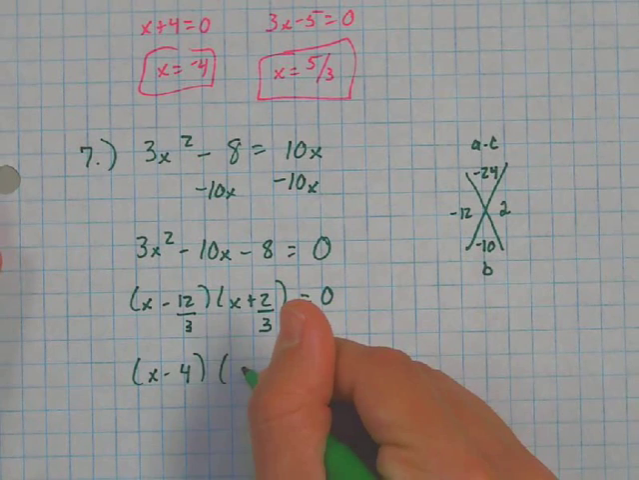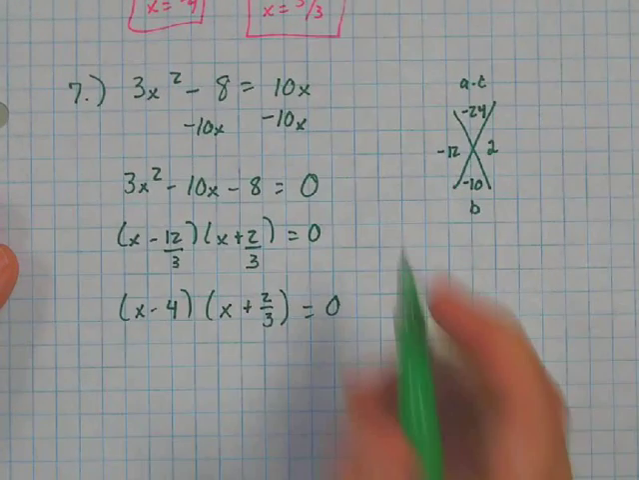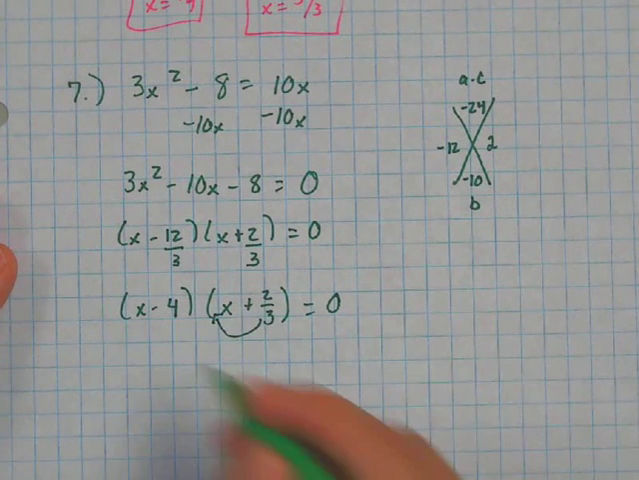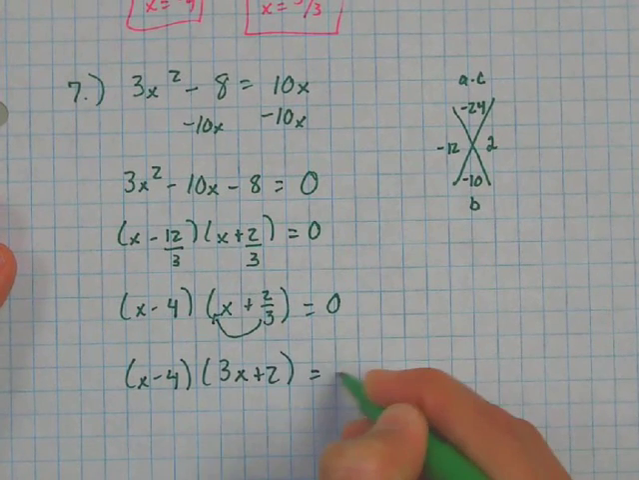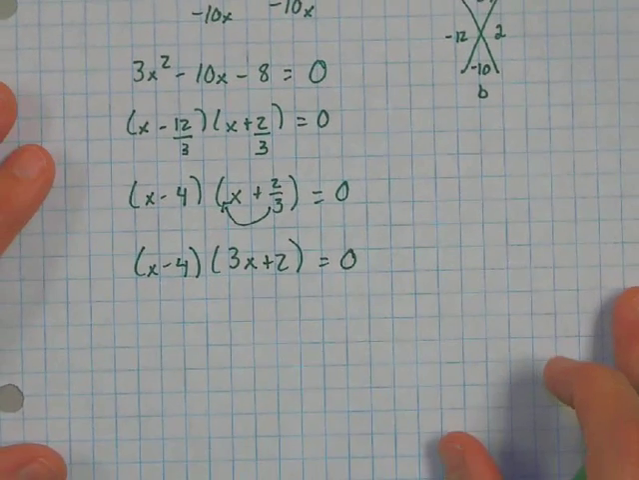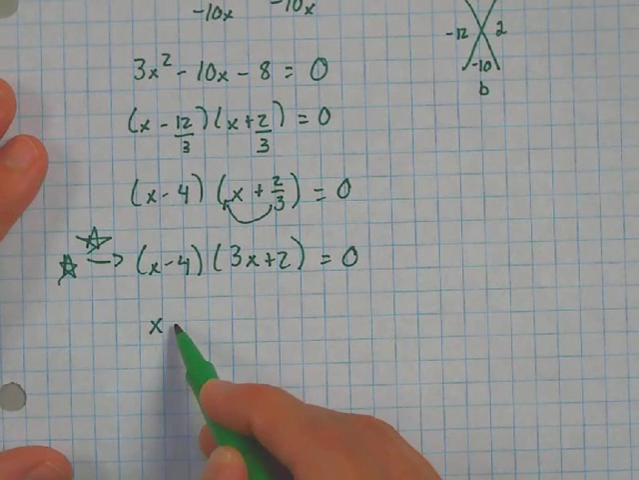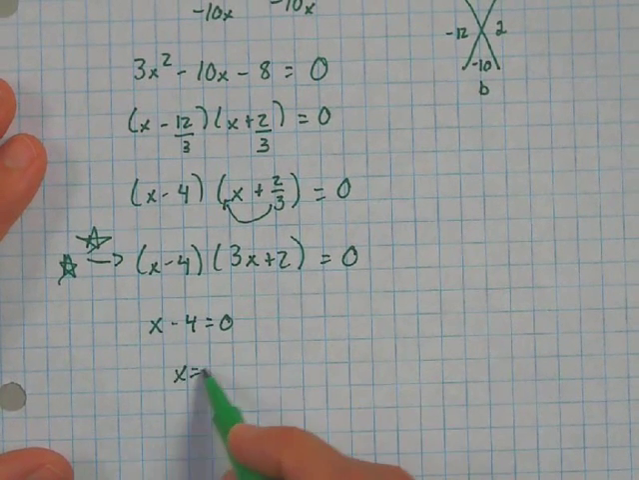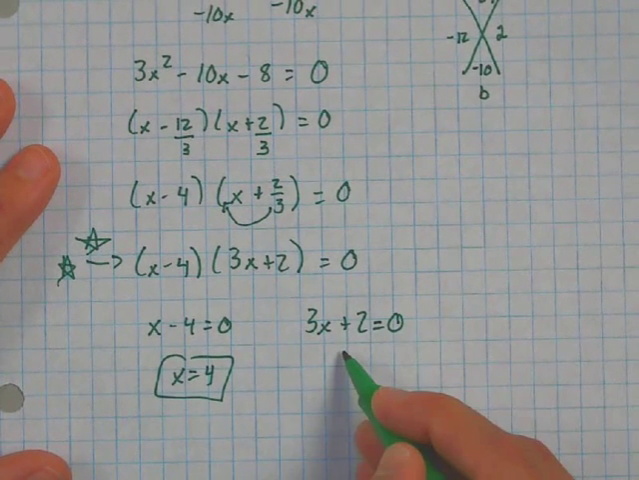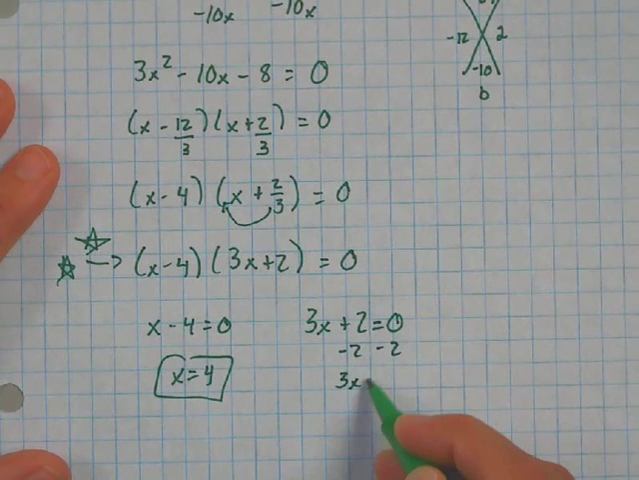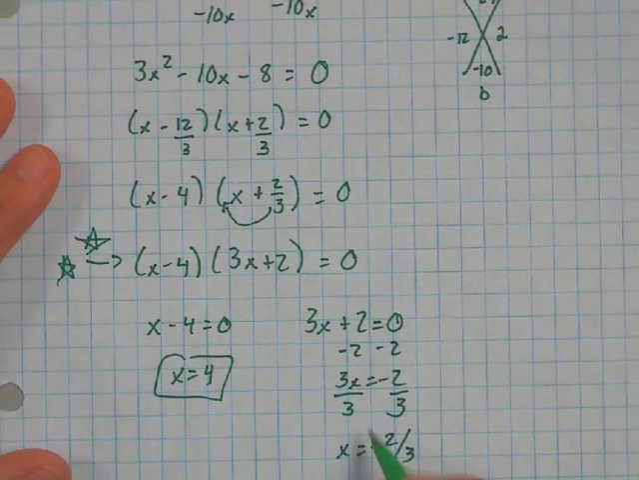You always take the denominator and move it to the front. So here are your factors, and now you go to your solutions. X minus 4 equals 0, so x equals 4. 3x plus 2 equals 0, so you would subtract 2 and then divide by 3. So those are our solutions, and here are our factors.